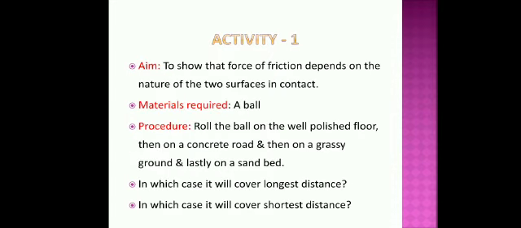Activity: do the following activity and record your observations. Activity 1. Aim: to show that force of friction depends on the nature of the two surfaces in contact. Materials required: a ball. Procedure: roll the ball on the well polished floor, then on a concrete road, and then on a grassy road, and lastly on a sand bed. In which case it will cover the longest distance, and in which case it will cover the shortest distance. Finally, note down your observation.